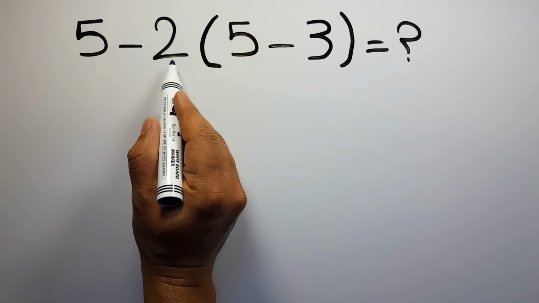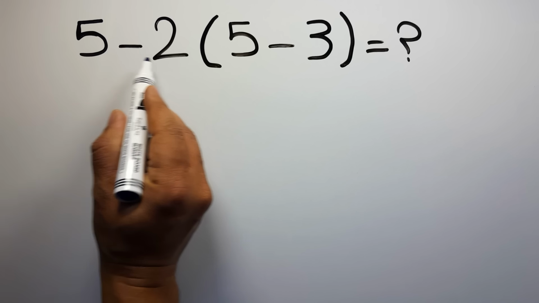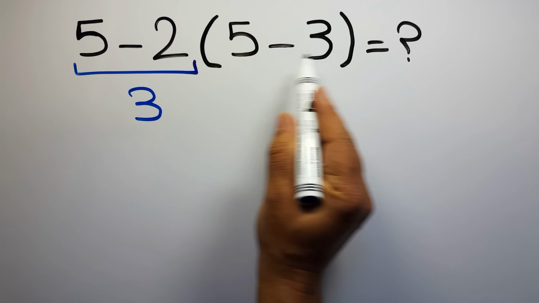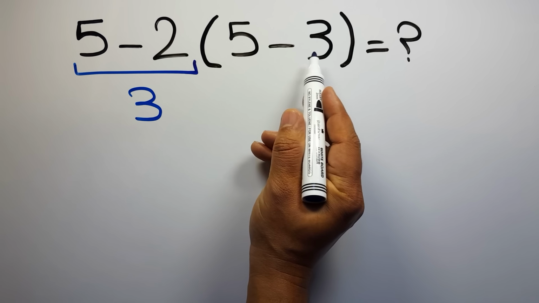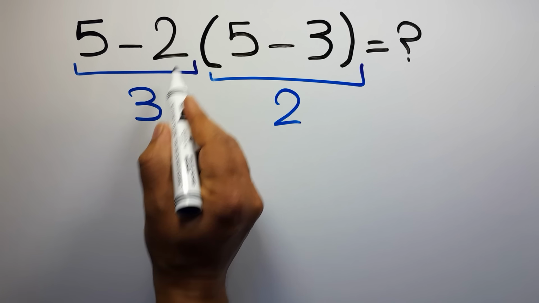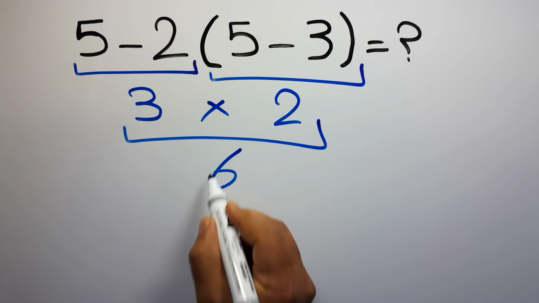5 minus 2 then times 5 minus 3. 5 minus 2 gives us 3. And inside this parentheses we have 5 minus 3, which equals 2. So 3 times 2 gives us 6.